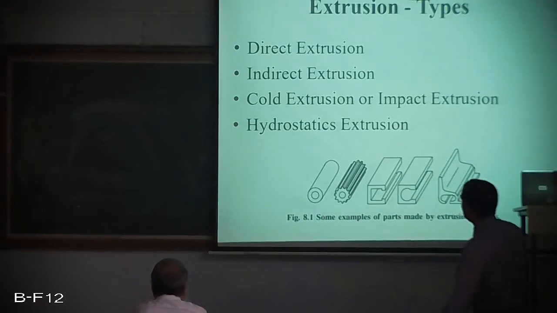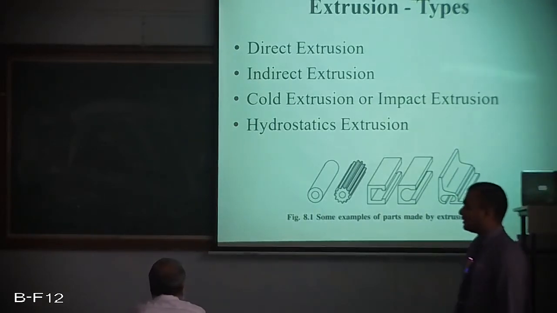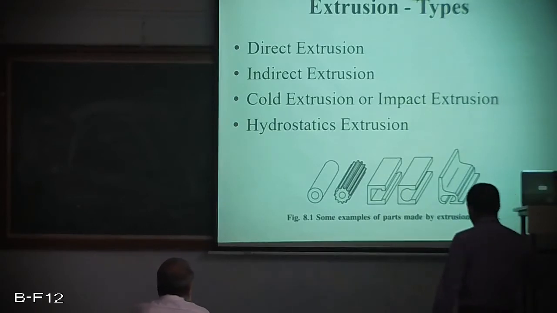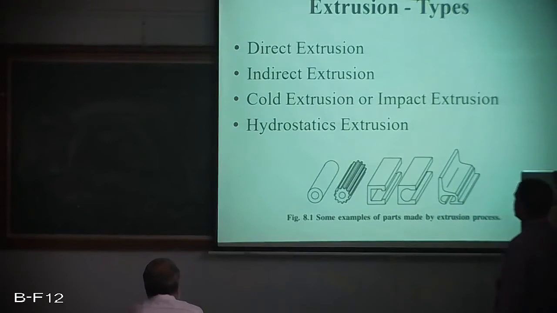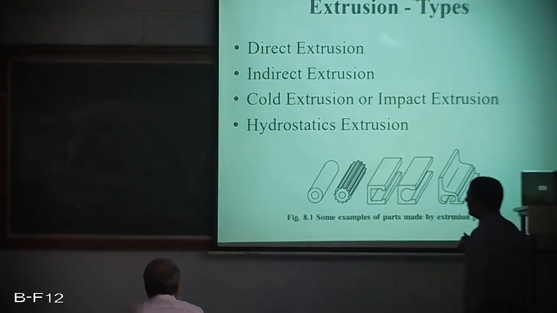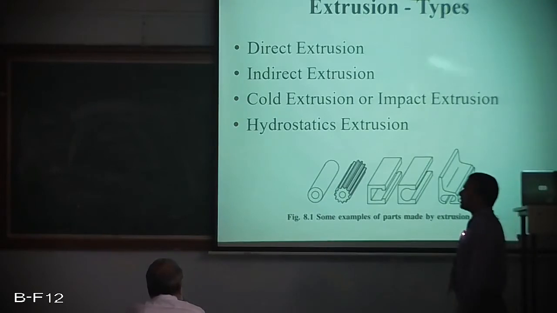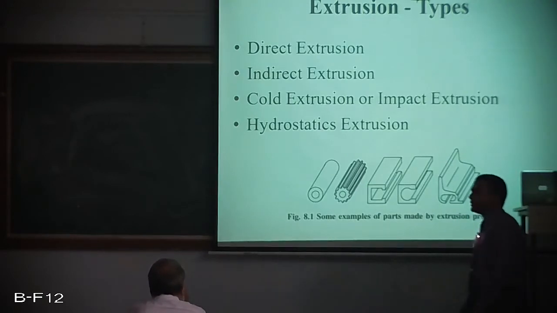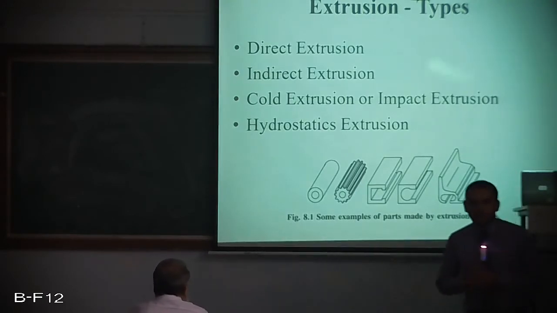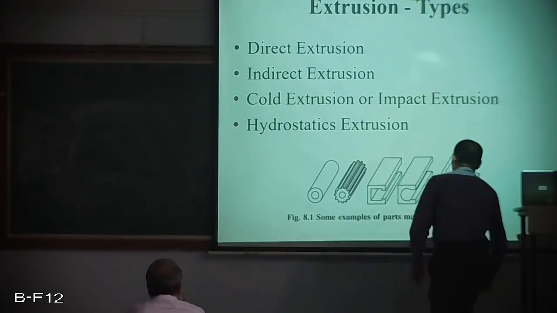In direct extrusion, we are applying the force in the direction of movement of the metal. The movement of the metal as well as the ram is in the same direction. In indirect extrusion, the movement of metal and the movement of ram is in the opposite direction. In impact extrusion, an impact force is applied on the metal. And finally, in hydrostatic extrusion, we use the power of water or any liquid.